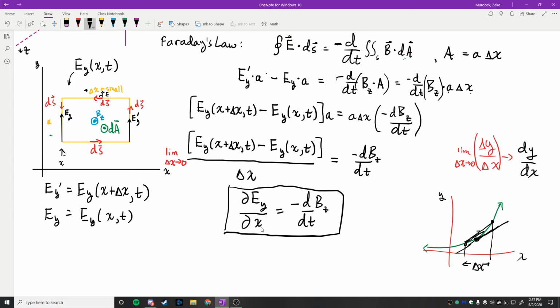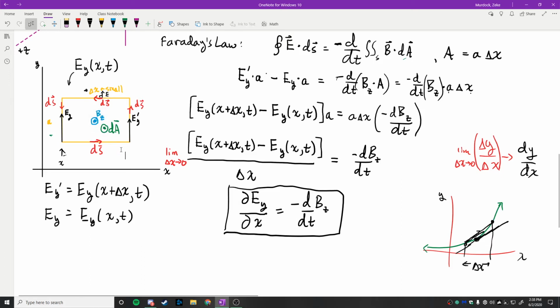The space rate of change, right? This means the rate at which Ey changes in the x direction is directly related to the rate at which the magnetic field changes in the time direction. Or the time rate of change of the magnetic field is directly related to the spatial rate of change of the electric field. The rate at which the electric field changes going from here to here between two different wavefronts is directly related to how that magnetic field there is changing in time.